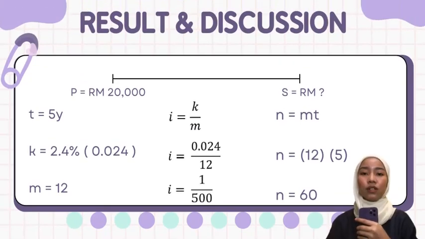Now for the result and discussion. From the problem statement, P equal to 20,000 ringgit, T equal to 5 years, K equal to 2.4% which is 0.024, M equal to 12. We need to find I which is K over M, 0.024 over 12 equal to 1 over 500. We also need to find N which is MT, 12 multiply 5 equal to 60.